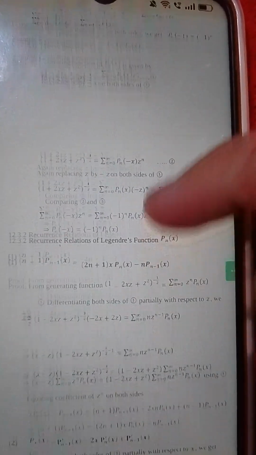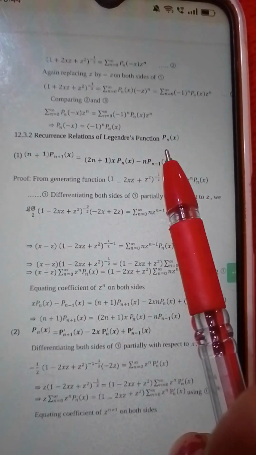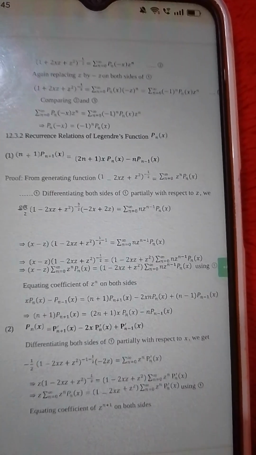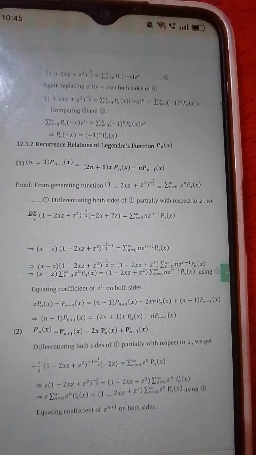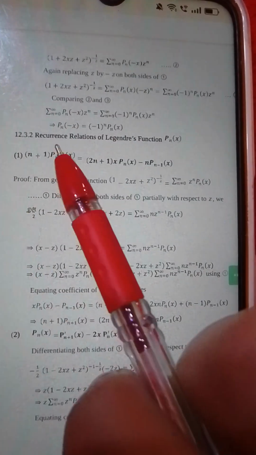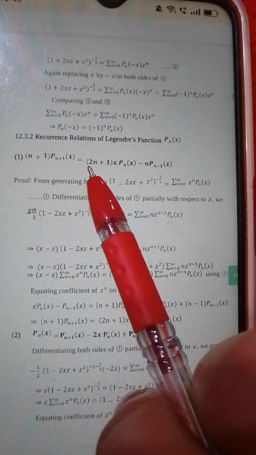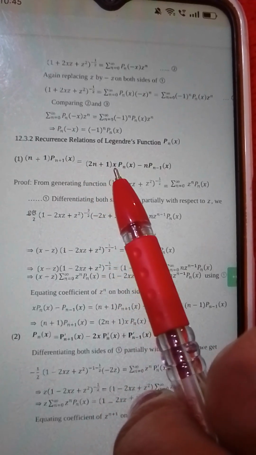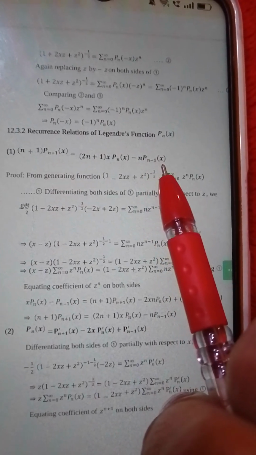Now next, recurrence relations of Legendre's function P_n(x). We will do some recurrence relations, some results which are very important in special functions. So let's start. (n plus 1) P_(n+1)(x) equals (2n plus 1) x P_n(x) minus n P_(n minus 1)(x).